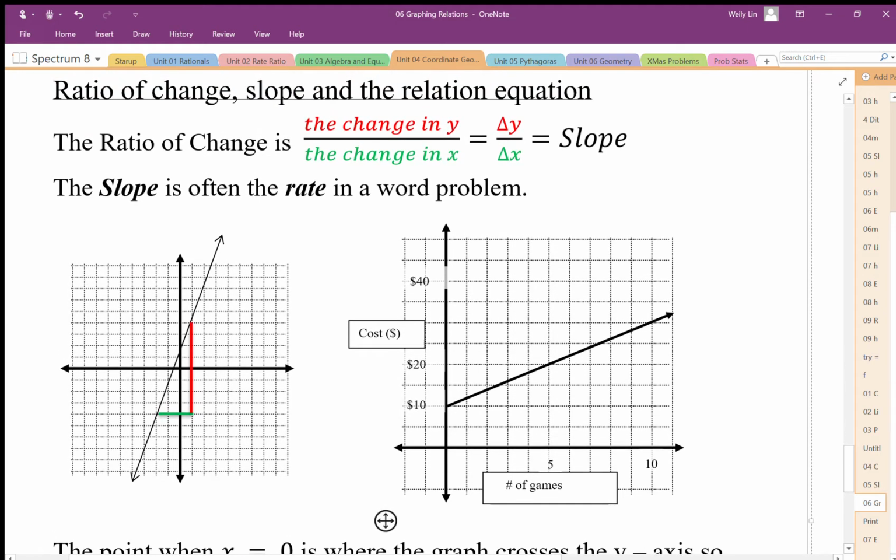So this is what we've been kind of focusing on the last little bit, this idea of slope. This change in y compared to the change in x, which gives us our rate of change, our constant rate, which then gives us our straight line relationship.